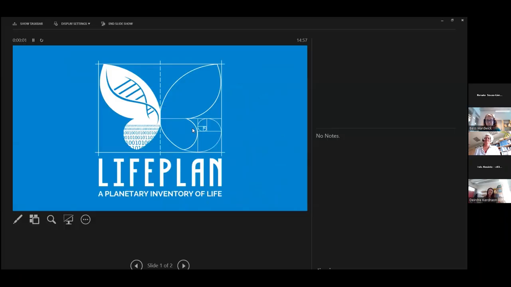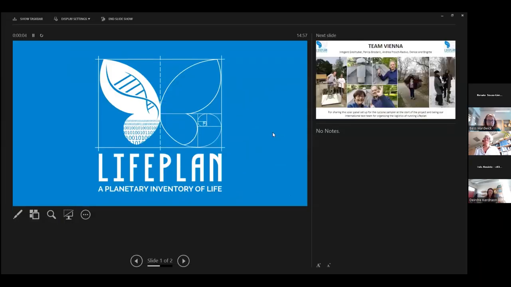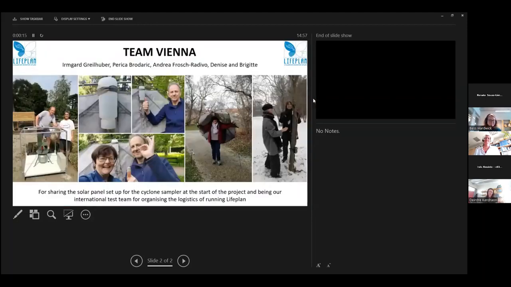So the most helpful team for this session is a team that has actually been working with us since the previous global spore sampling project. It is the team Vienna. They were instrumental at the start of our project because they had already set up a solar panel on their cyclone sampler and were able to give us lots and lots of advice for setting up the cyclone samplers and the batteries. And that was very helpful.